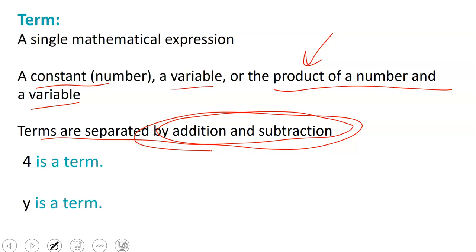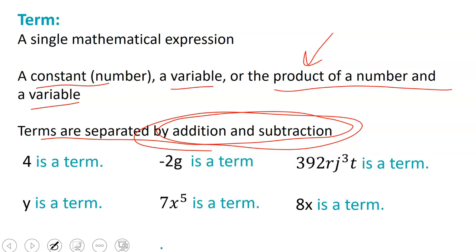All right, so 4 is a term, y is a term, negative 2g is a term, 7x to the fifth is a term, 392r, j to the third t is a term, and 8x is a term. And once we do some more examples with this, it will make a lot more sense.